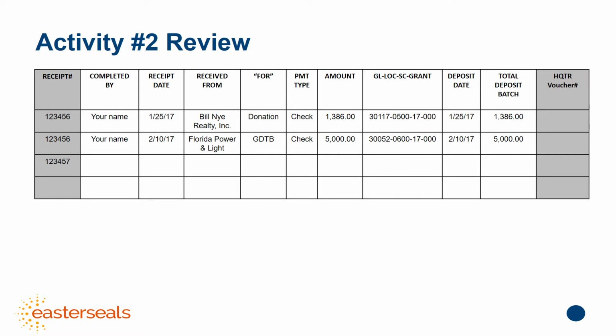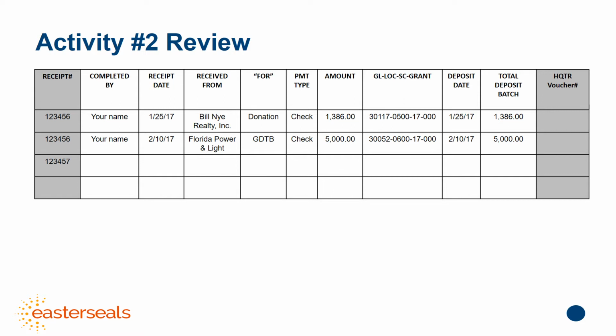A couple of days later, the next month, you have another receipt, same number, I apologize. It was completed by you, so your name there. The receipt date would be 2/10/17. It was from Florida Power and Light for Get Down to Business Luncheon, which once you're here a while, you'll know what that abbreviation means. GDTB is Get Down to Business, but you may have written it all out, which is fine. It was also a check. The amount was 5,000.